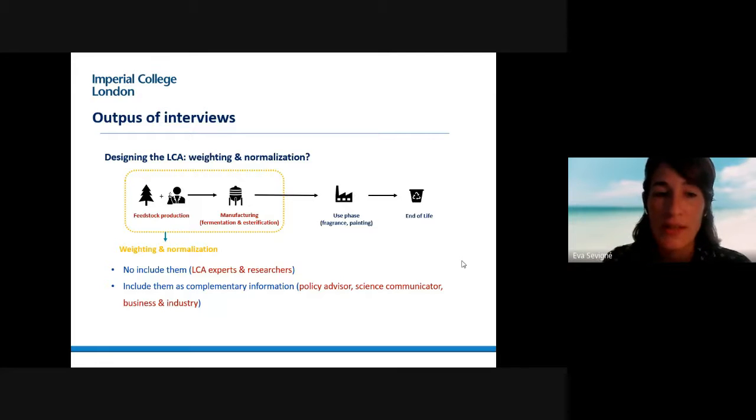And finally, to the question of to what extent the weighting and normalization should be included, there was no agreement, but they advised us to include this into further studies to understand that this is linked to the location.